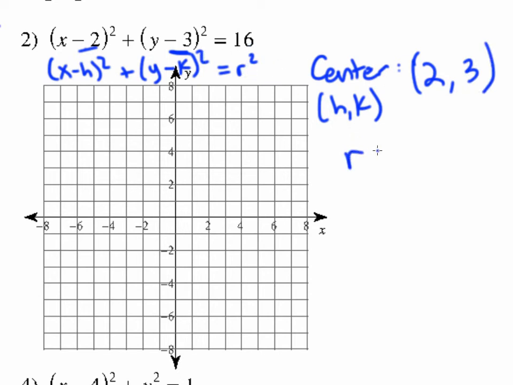R squared is 16, so what's your radius? It's the square root of 16. Your radius is 4. So go to 2, comma 3, over 2, up 3. Our radius is 4, so let's go up 4, down 4, left 4, and right 4. And there we have it. So the key is basically just do the opposite of this number for the center because you're minusing, and you want to square root this number because that's r squared is 16. Square root that, you get 4.